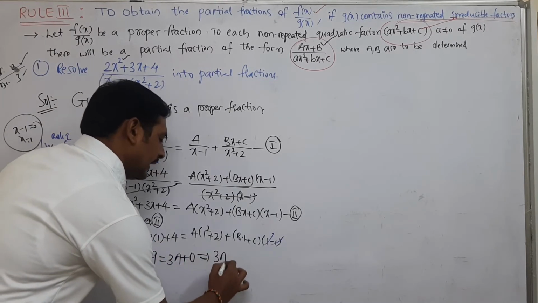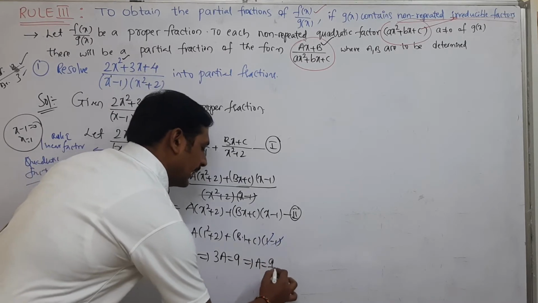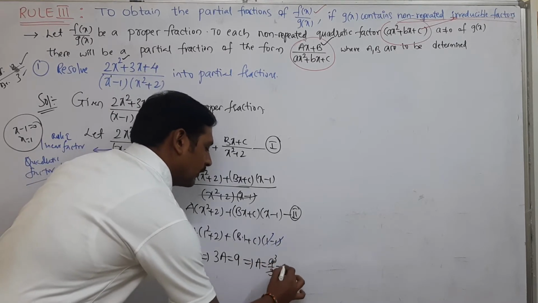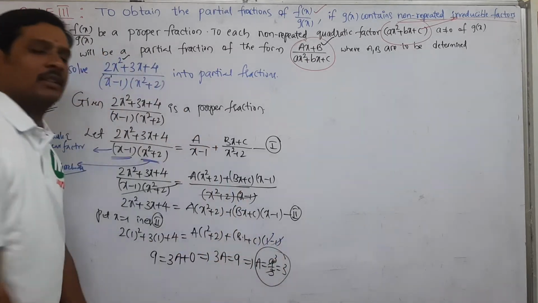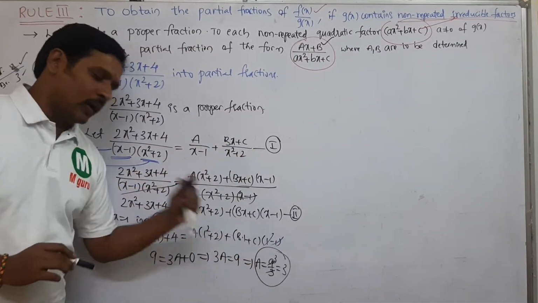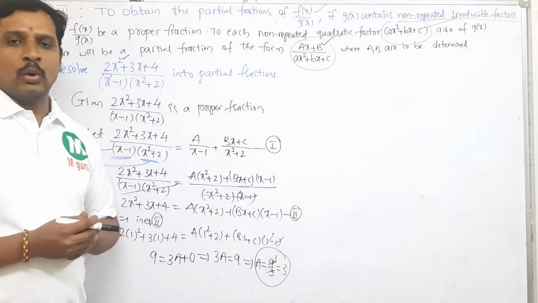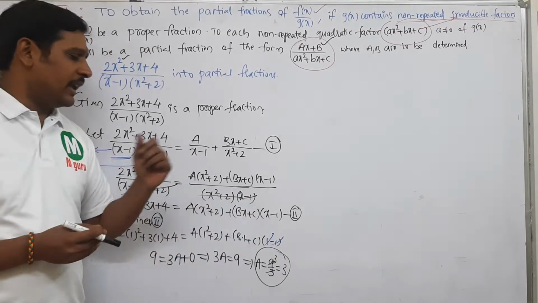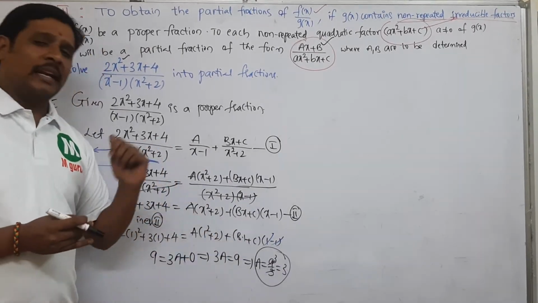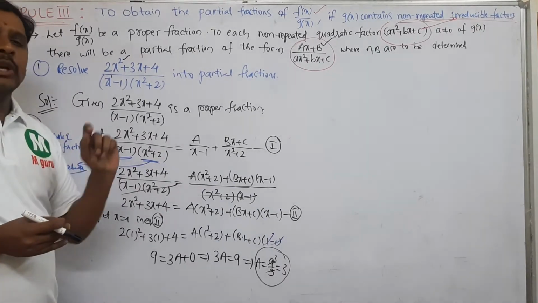Nothing but 3a is equal to 9, and a can be written as 9 by 3. Otherwise, the value of a is 3. Now we got one value out of a, b, c. Next we need to find the other two values, that is b as well as c.